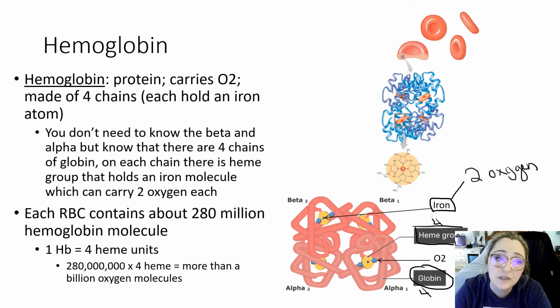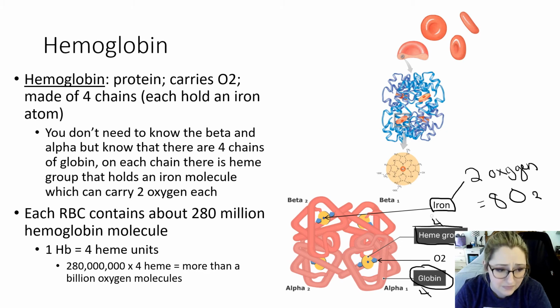A single hemoglobin can contain 8 oxygen molecules. Now, these hemoglobin, quite a few of them, make up a single red blood cell. So, if we do the math, one hemoglobin has 4 heme groups, meaning it can contain 2 oxygen, which in total is 8 oxygen molecules, right?